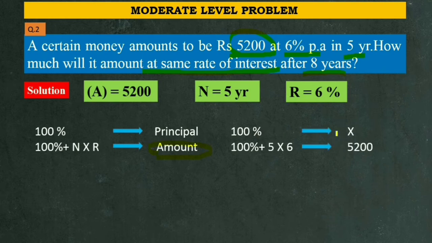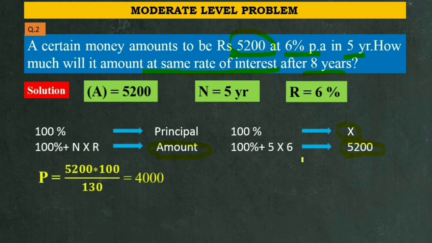Okay, so 100% is equal to X, as we don't know the value of the principal for 5 years at 6% per annum. After that, 100% plus NR, where N is equal to 5, and the R value, that is the rate, is 6, and the amount is given. Okay, we don't know the value of the principal, but the amount is given, so we first have to calculate the value of the principal. So after calculating it, we will get the equation, that is 5200 into 100 upon 130. Okay, 100 plus 30, 130. So from that we will get the value of the principal, that is 4000.